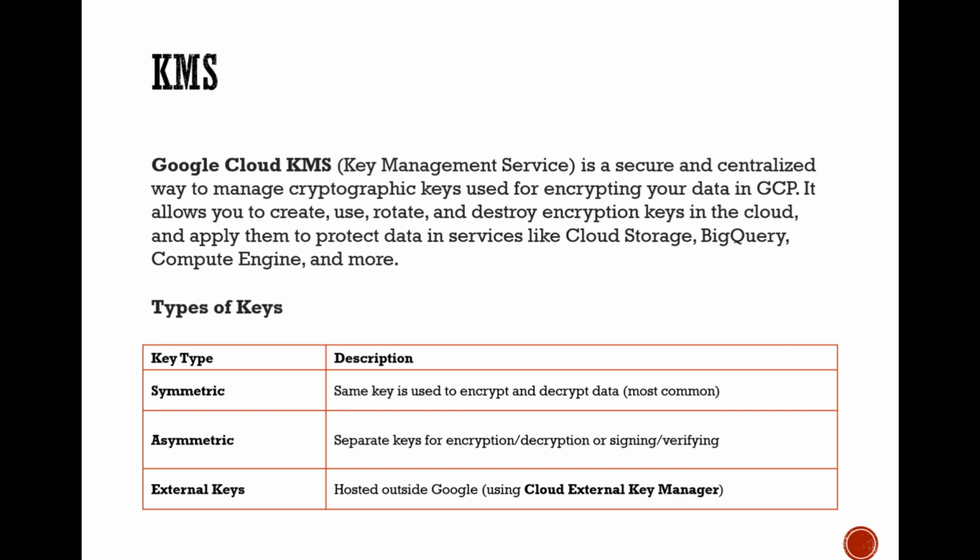By definition, Google Cloud KMS is a secure and centralized way to manage cryptographic keys. Cryptographic keys are encryption keys that can be prepared by you, by some third party, or created by default by Google. So it's a way to manage cryptographic keys, and those keys are then used to encrypt the data in GCP. That's a simple definition of what KMS does.